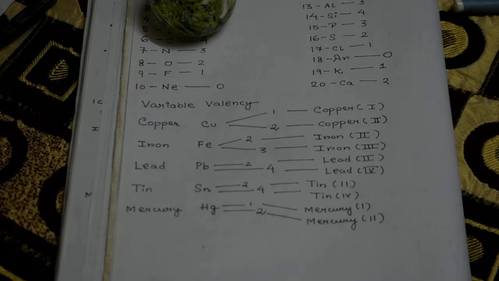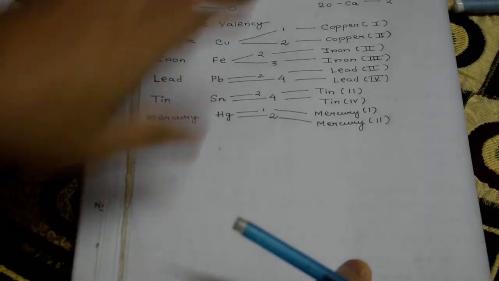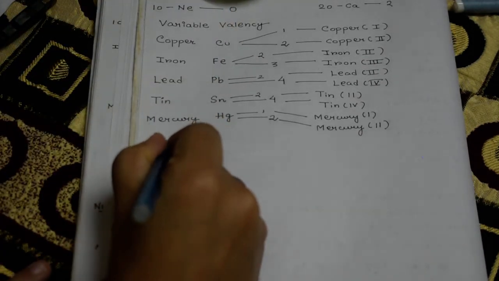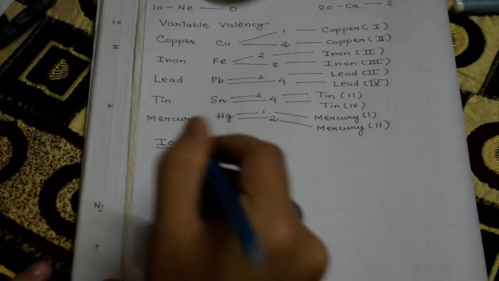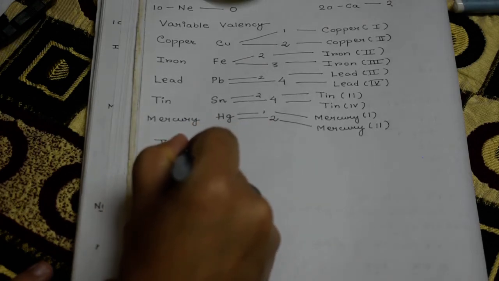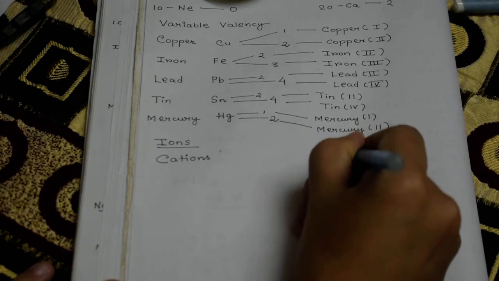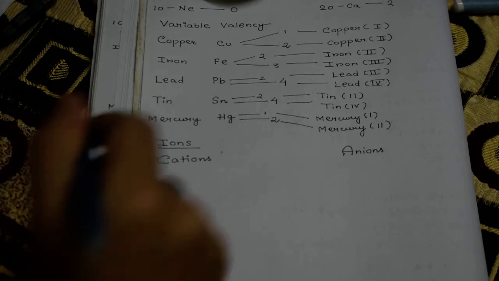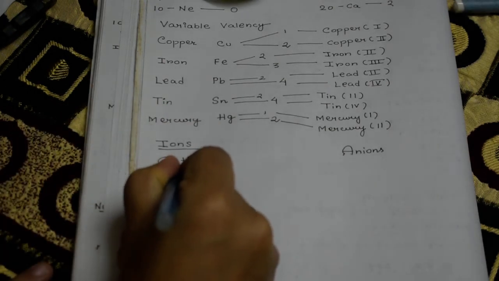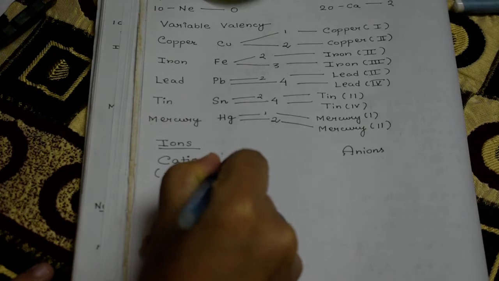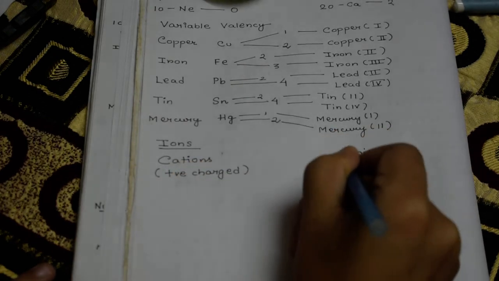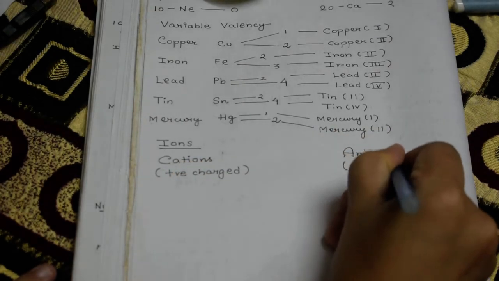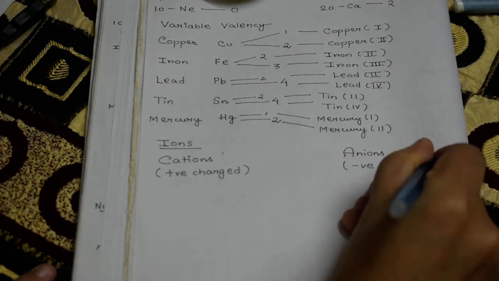So that is all about the variable valencies. Next we have this topic of ions. What are the types of ions? Well, ions are of two types. You either have cations or you have anions. Cations are the ones which are positively charged, and anions are the ones which are negatively charged.